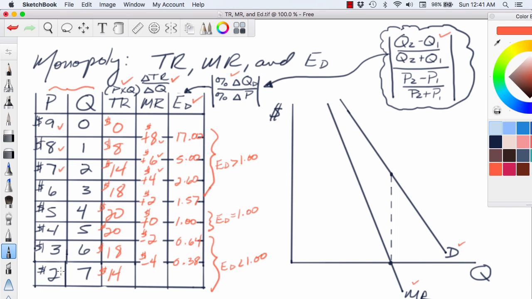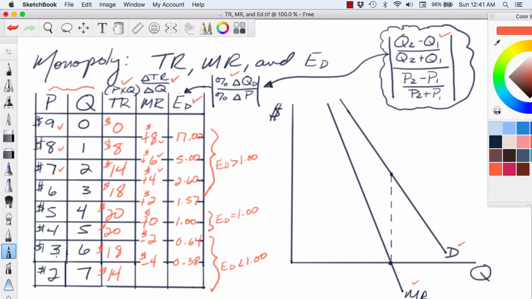Now go down here. Let's go between 3 and 2. 3 and 2 is an interesting price interval. If our price is cut from 3 to 2, that's a 33% decrease in price. That's a large decrease in price. But notice that our sales only increased 17% here, from 6 to 7. So if you actually take the percentage change from 3 to 2, that's 33% decrease, which is effectively double the percentage change in Q. The percentage change in Q is only a 16 or 17% increase.